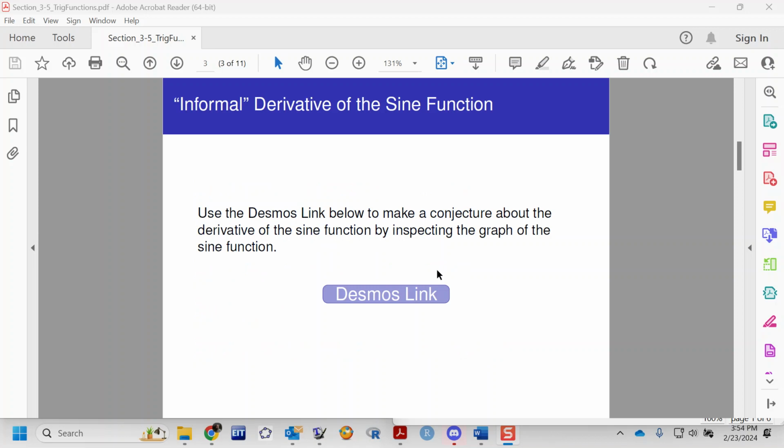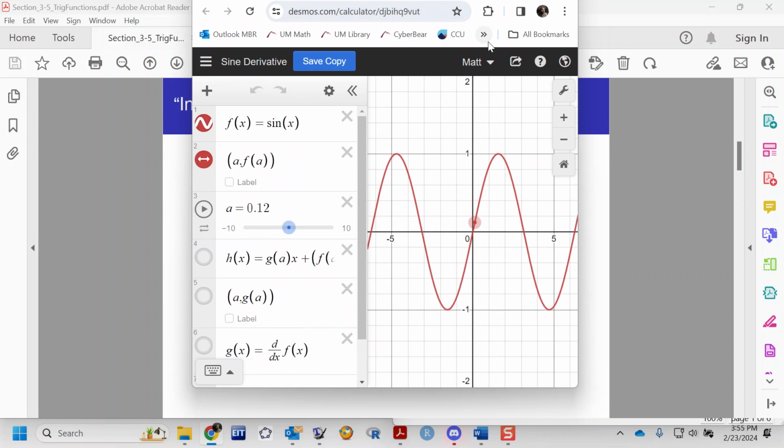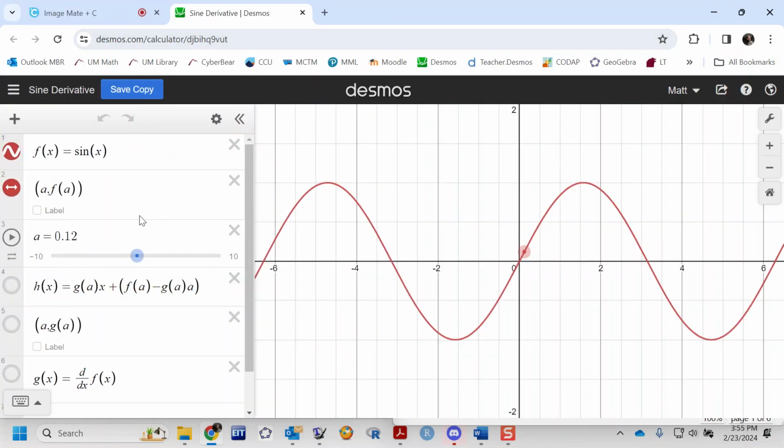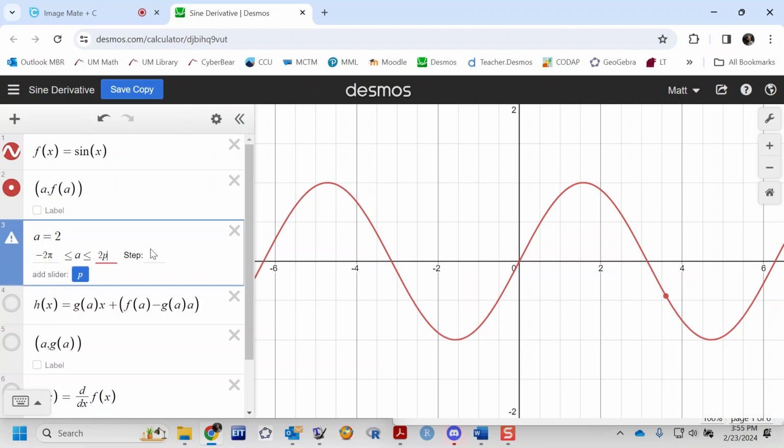Let's dive right in. All right, so let's use this Desmos link to make a conjecture about the derivative of the sine by inspecting the graph of the sine function. So we'll go ahead and go to the link here and pull it down. This is where the link gets you to, and you can see I have a point that I'm going to drag along the function. Since we're only going from roughly positive pi to negative pi, I think I'll adjust this to be negative 2 pi to positive 2 pi.